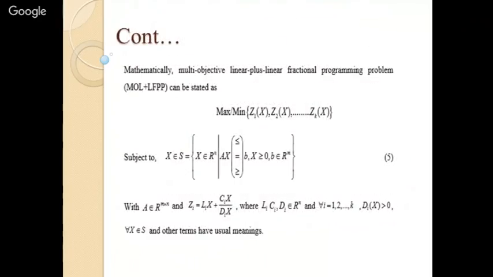This is the mathematical format of the problem. You can see it is a multi-objective linear plus linear fractional programming problem, where the objective functions are in this format: LiX plus CiX plus DiX. The denominator is considered positive on your feasible set, and the other terms have their usual meanings.